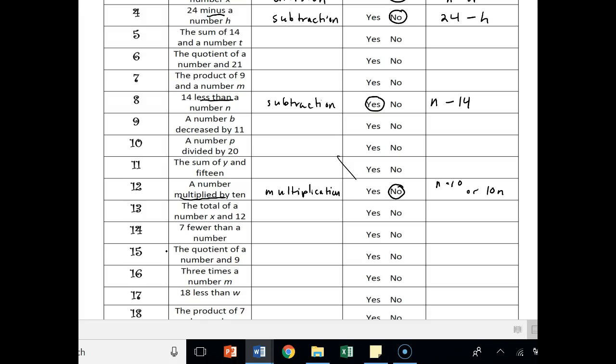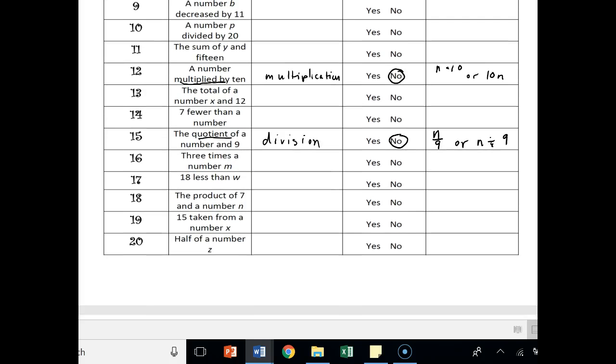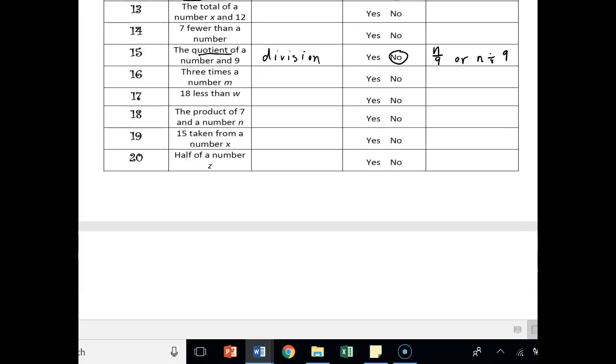Let's go to 15. A quotient of a number and 9. Quotient means division. That's not one that you flip, so no. And it's going to be a quotient of a number, n, and 9. Or n divided by 9. Right? So I'm going to go ahead and leave the rest to you. Be very careful about the phrases. Less than, fewer than, taken from, more than. All right? Those are definitely phrases that you will actually flip or put the reverse order on.